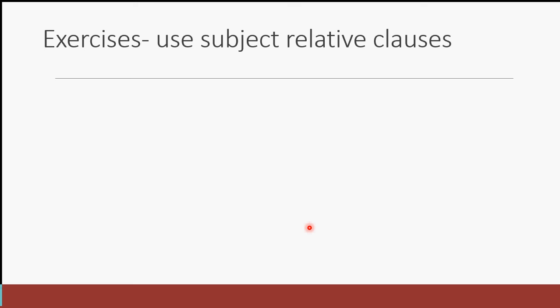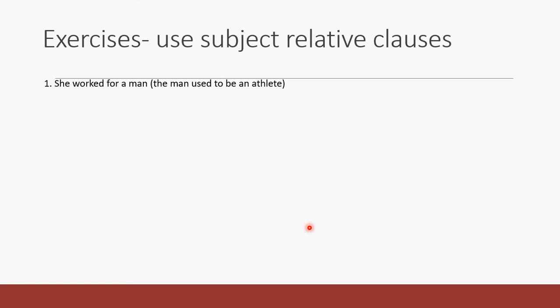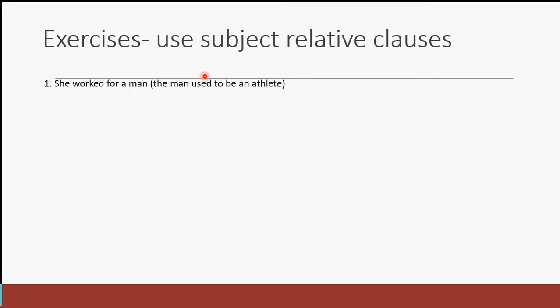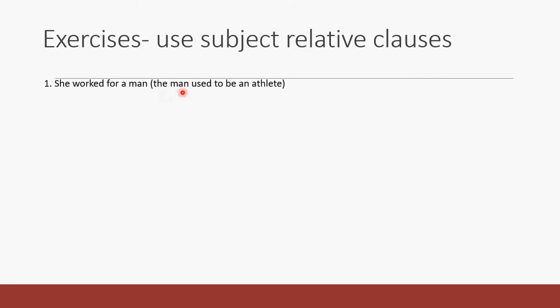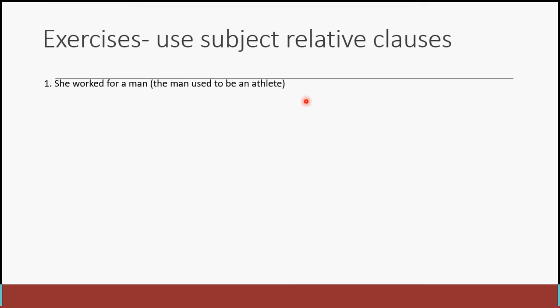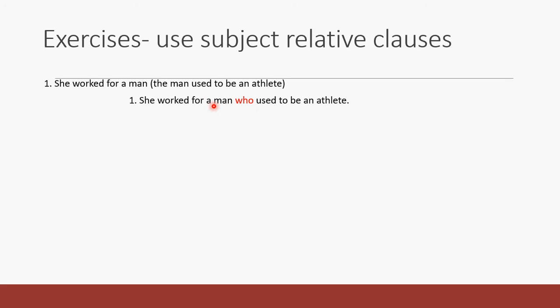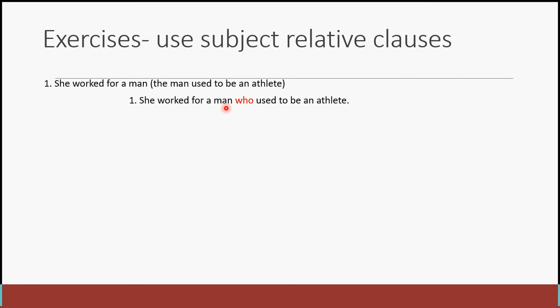Let's see how we use these relative clauses in examples. So in the first example, we want to put these two ideas together. She worked for a man. The man used to be an athlete. The sentence is going to be, she worked for a man who used to be an athlete. So we're using who because we're talking about a person.